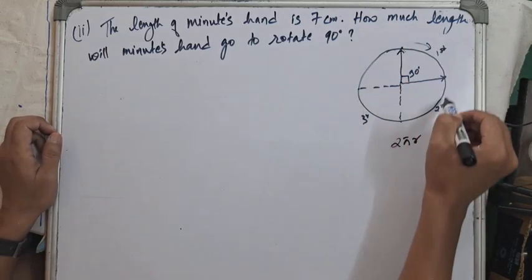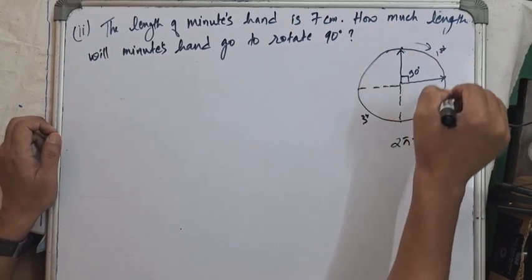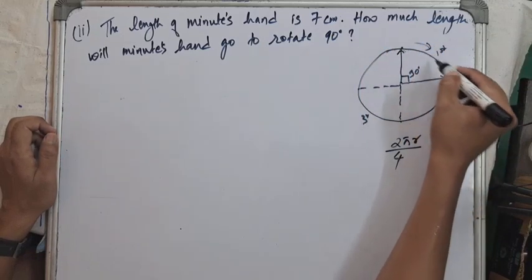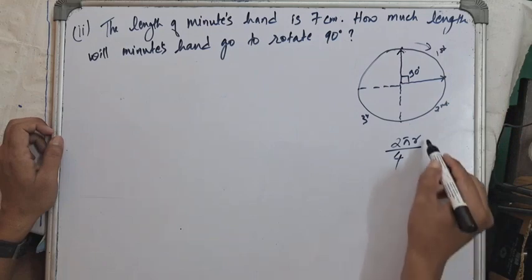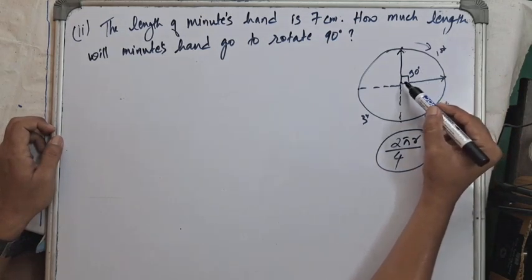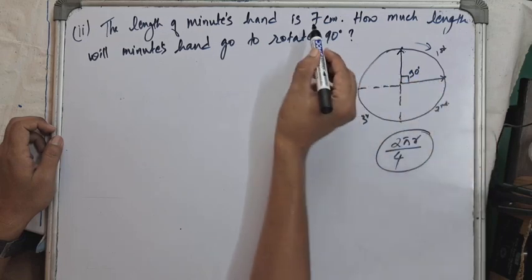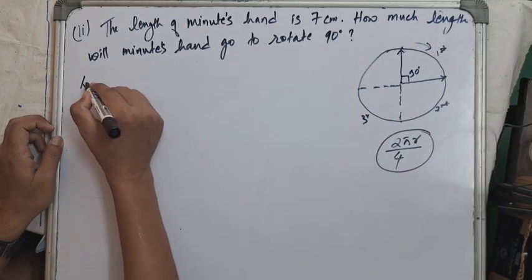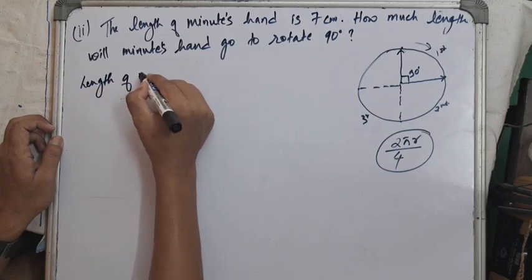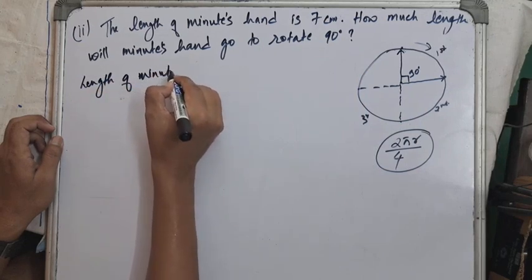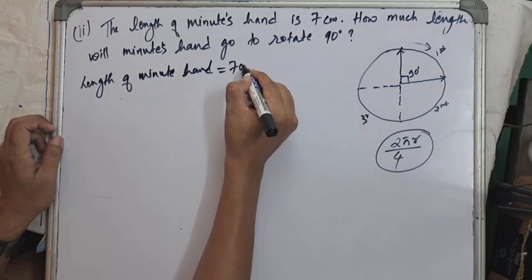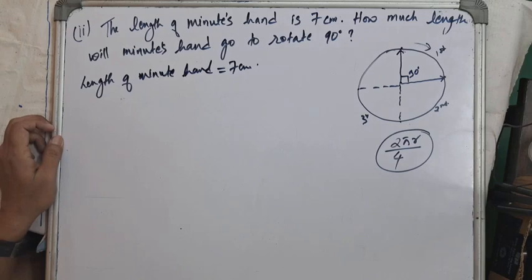So the total distance means the circumference of the circle divided by 4. This much part is completed by the minute hand. So we are asked to find this length. We are provided that the length of the minute hand is 7 centimeter, which is equal to the radius of this circular face, isn't it?